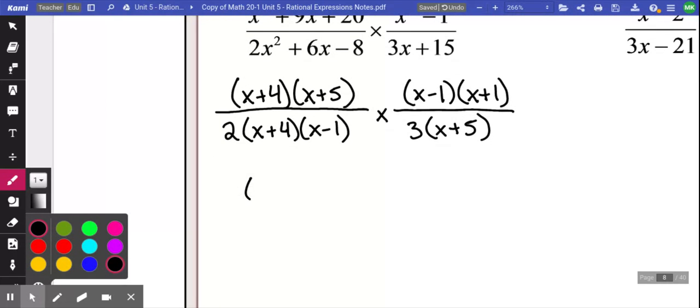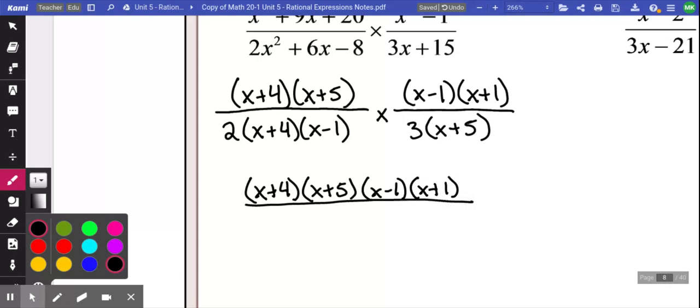On the top, I have no monomials, so I'm literally just writing them all out multiplied together like this. In the denominator, I do have 2 monomials, right? I have a 3 and a 2, so they multiply together to be 6. And then I have x plus 4, x minus 1, x plus 5.